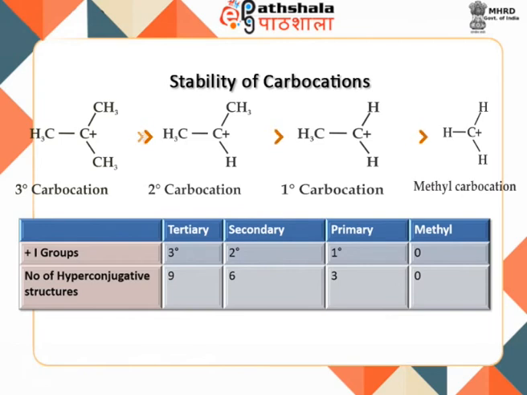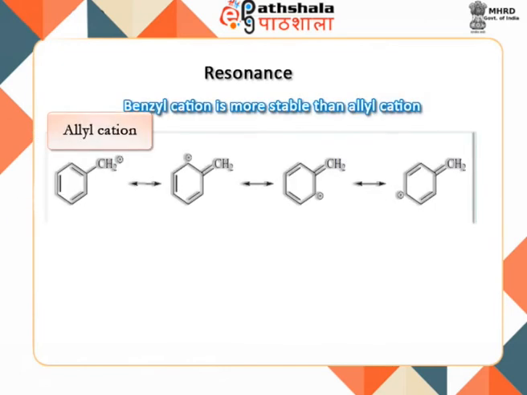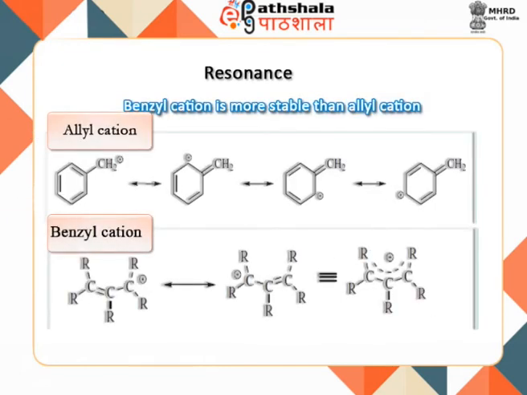In terms of hyperconjugation, the more hyperconjugative structures there are via the involvement of alpha CH sigma bonds, the more the delocalization of positive charge and hence the higher the stability. For the carbocations shown here, there are 9 hyperconjugative structures in case of tertiary, 6 in case of secondary, 3 in case of primary, and none in case of methyl. Allyl and benzyl carbocations are stable due to resonance.